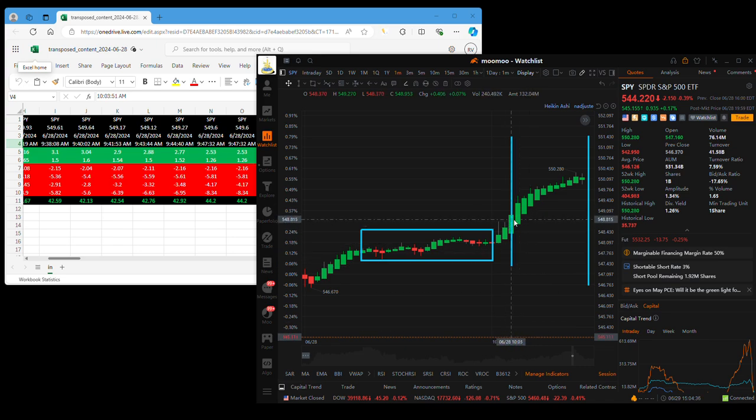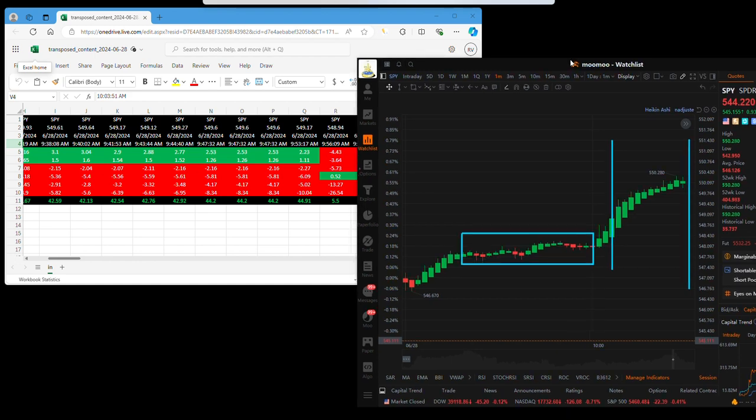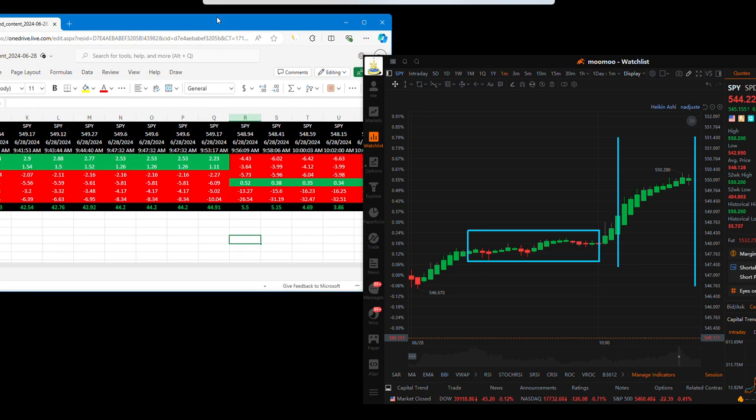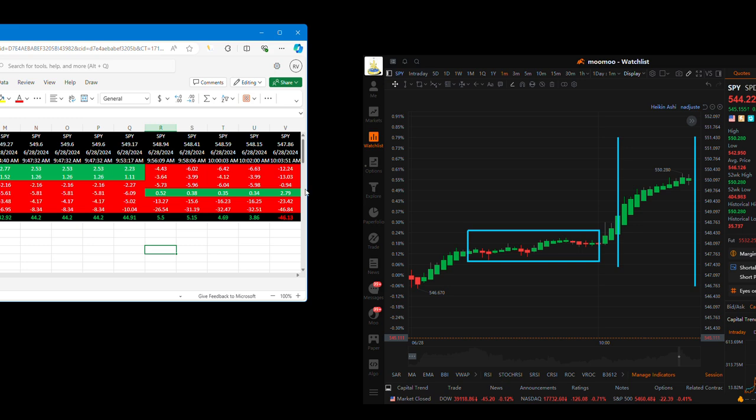10:03, right here. So if you see this, you see that the green bars are increasing. This means that it's going up. This means that the price is going to continue to go up, right? But at 10:03, with OSV, we see we have a negative 46.